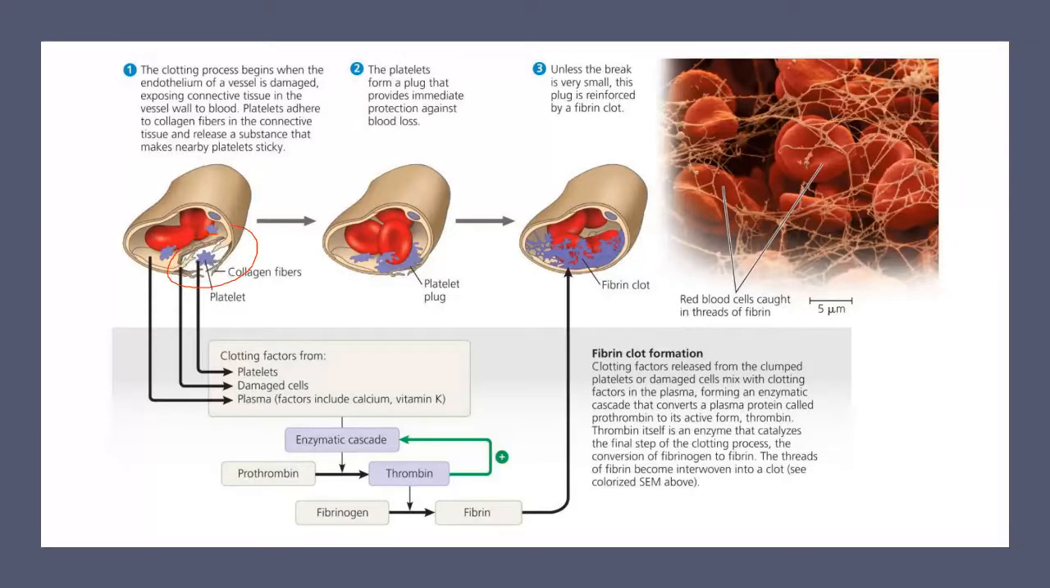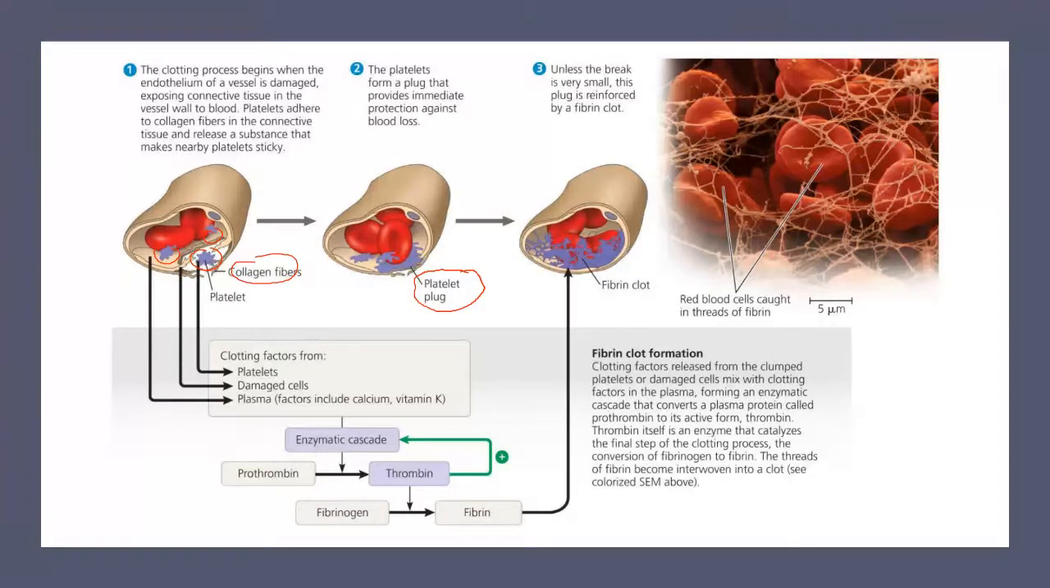So it's going to break, and that's going to send signals, bringing other cells into the area. The platelets are going to adhere. You can see this is a platelet over here. It's going to start to adhere to these collagen fibers, this collagen tissue, and it's going to start releasing a substance that makes other platelets sticky. Eventually, what you end up getting is something called a platelet plug. A bunch of platelets are joining here, and they're going to make a platelet plug.